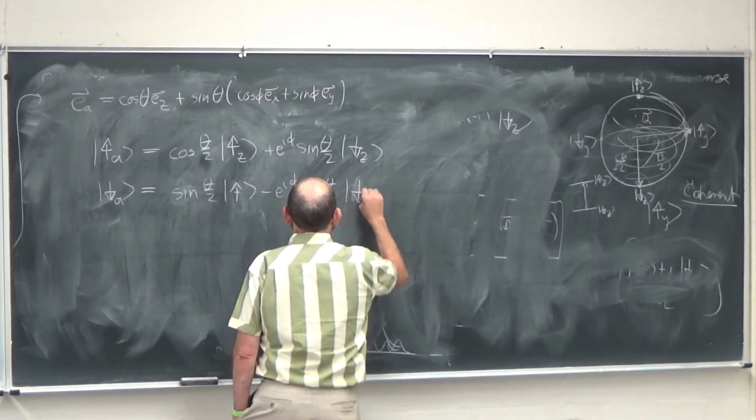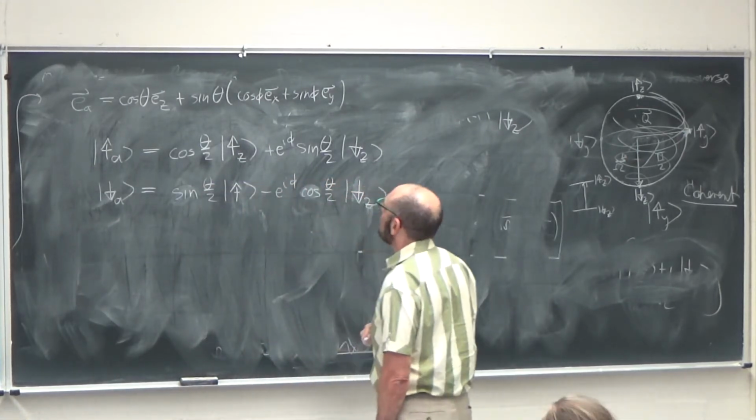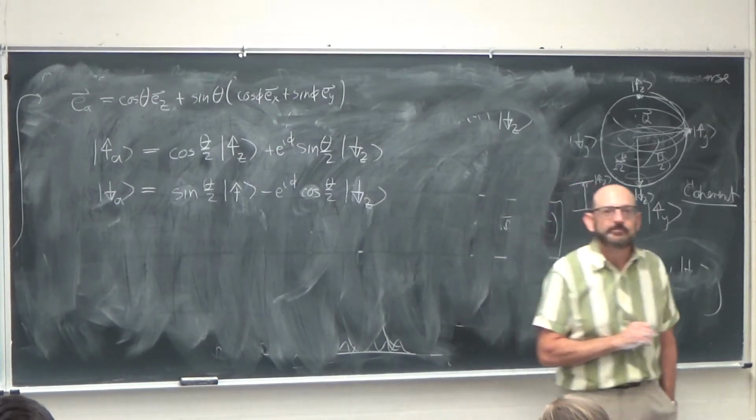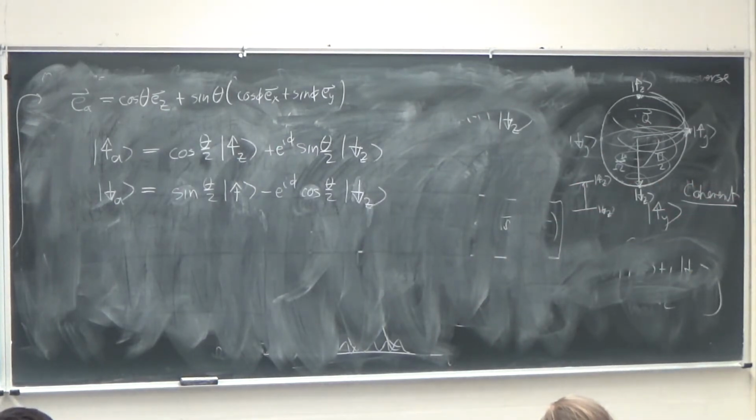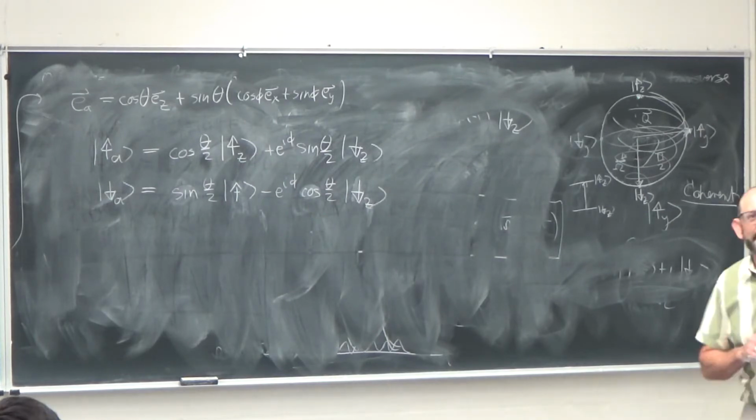I think this is correct. Let's see. These are orthogonal? Yes. Good. And it works when phi is pi over 2, so that's all here.